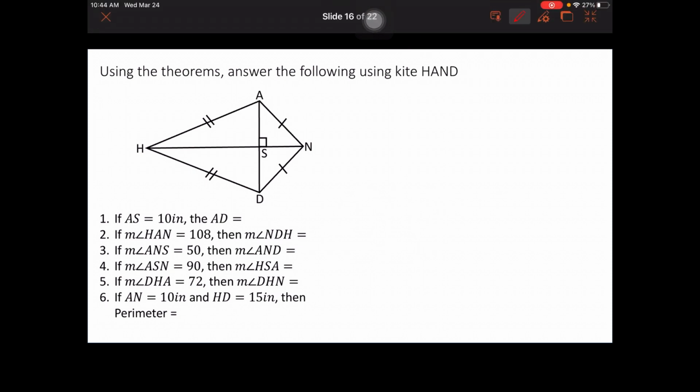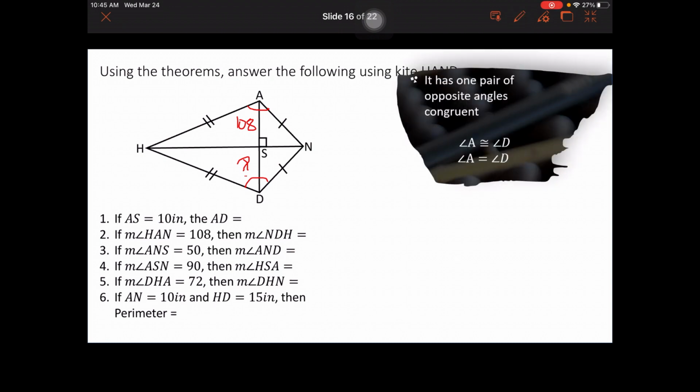Okay, nasaan po ba yung HAN? Itong HAN, ito pong kabuuan ng A. That is 108 daw po. Then, ang hinahanap natin is NDH or itong kabuuan ng D. Ano daw pong sukat niya? Ito po yung theorem na related dito sa tanong. It has one pair of opposite angles congruent. Ibig sabihin po, si angle A is congruent to angle D. Or, the measure of angle A is equal to the measure of angle D.